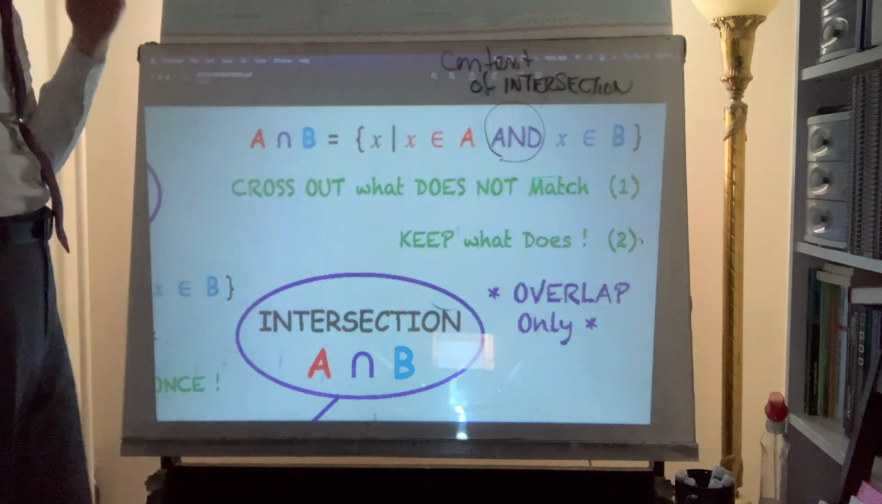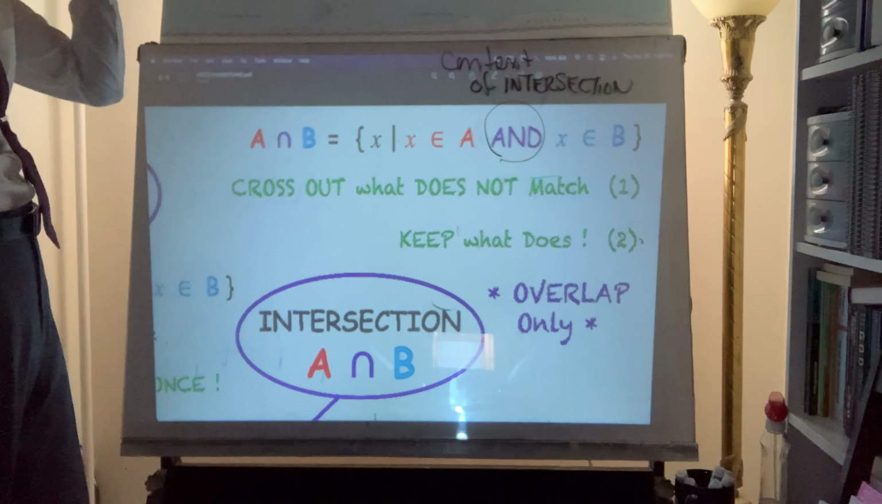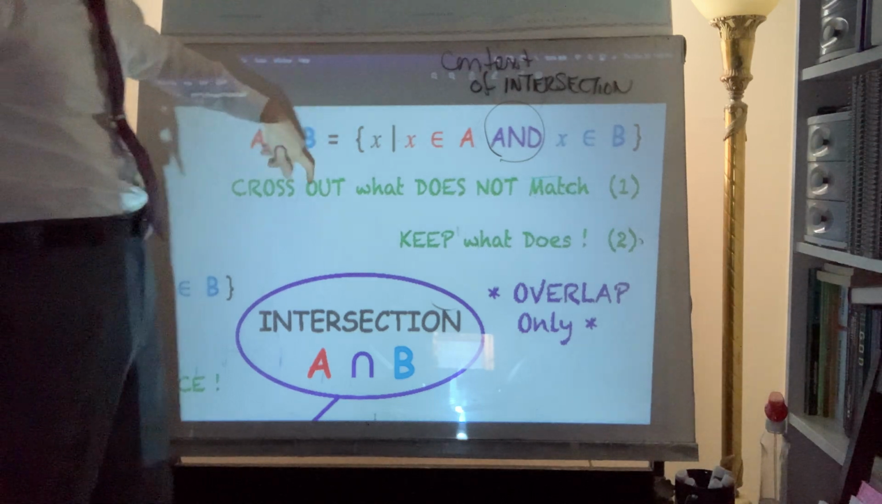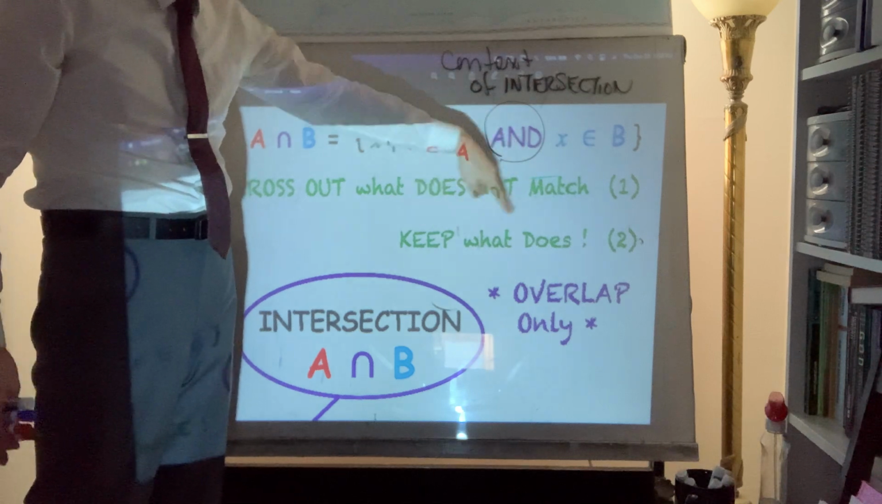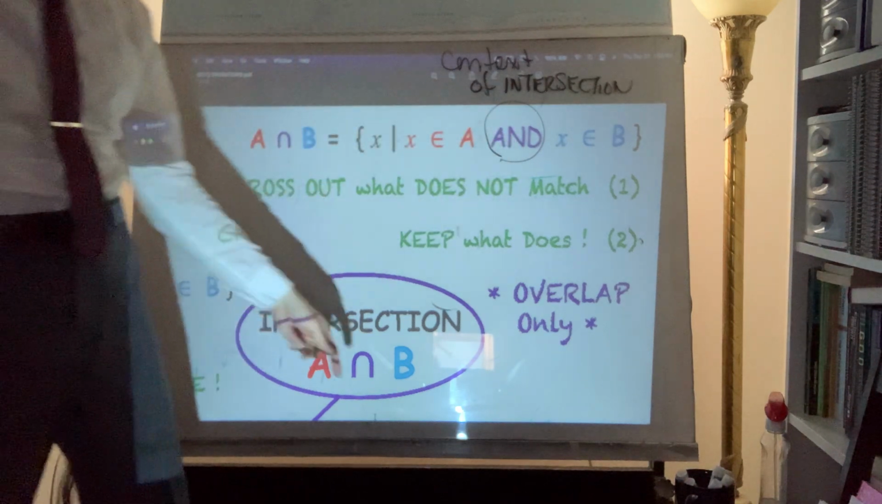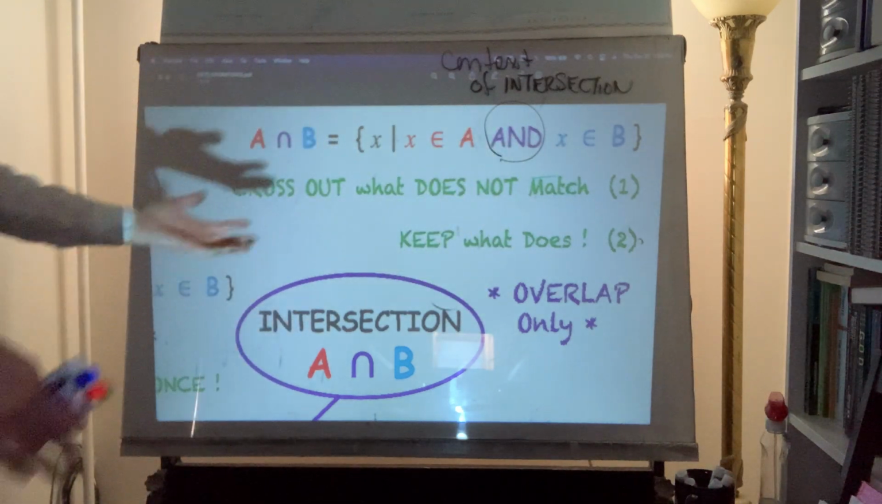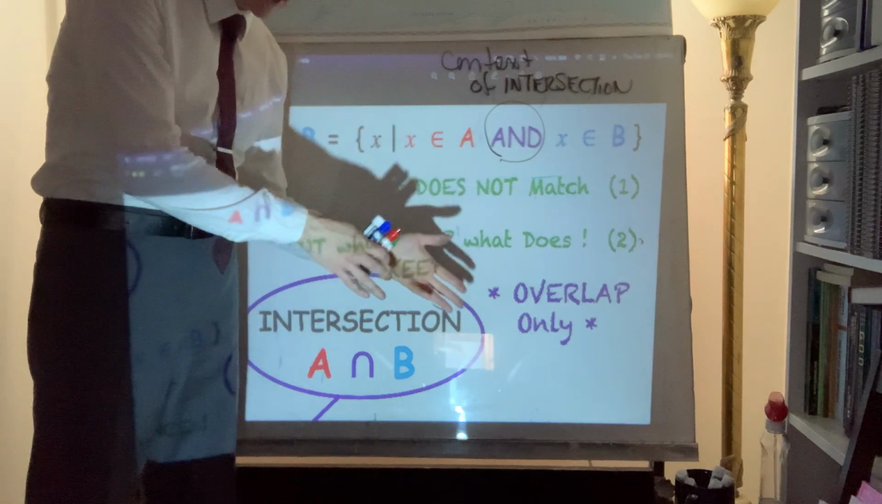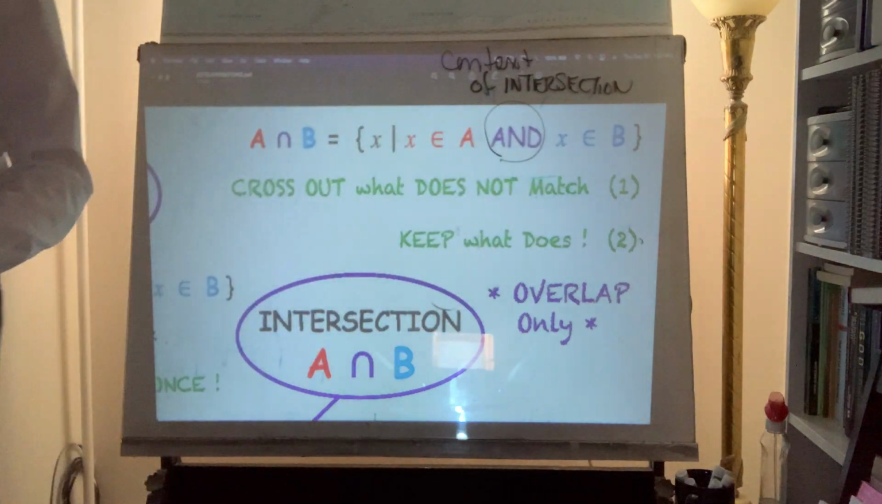Now, what do you do when you just have the numbers or characters or elements or items staring you in the face on the page? Cross out whatever does not match, and then keep what does, and that will give you essentially just the overlap. So in some instructions, you're crossing out what does match. In this instance, you're crossing out what does not match for intersection.